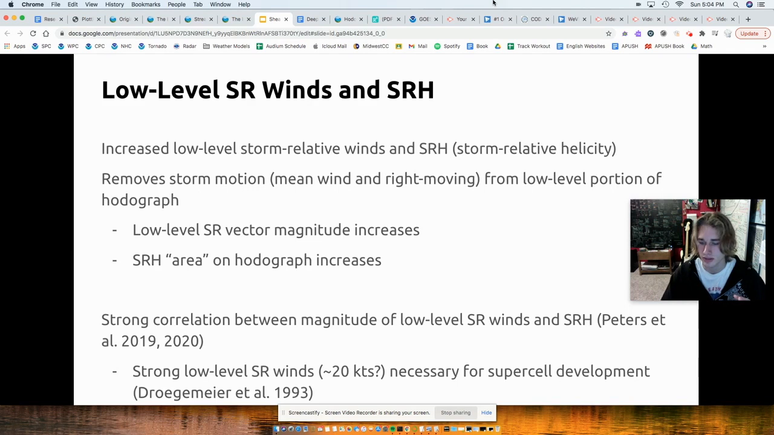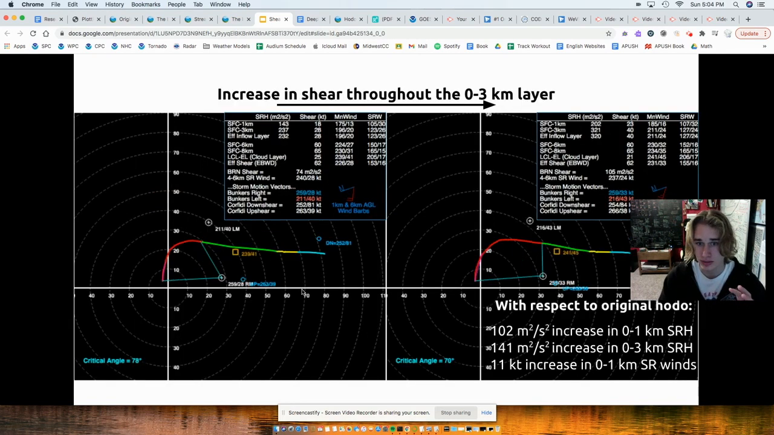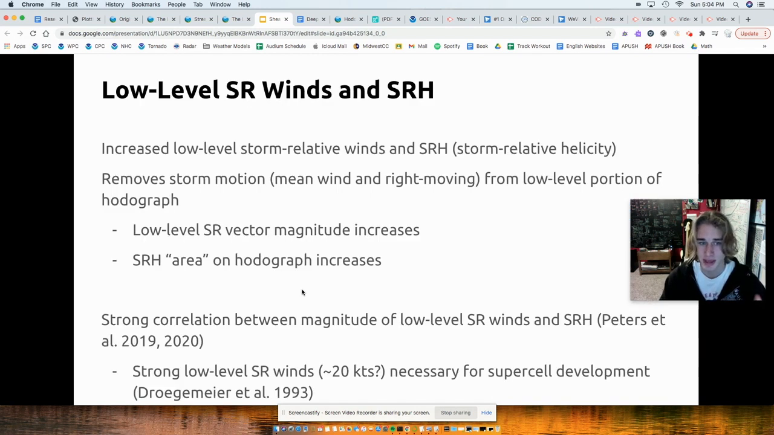Because as we saw in those hodographs, like the plot here, it's dragging that storm motion away from the low-level winds, and the area between the storm motion and the low-level winds is increasing. So therefore, SRH is increasing, as well as low-level storm relative vector magnitude. And I've mentioned this several times now: there's a strong correlation between the magnitude of low-level storm relative winds and SRH, because obviously we just saw that as low-level storm relative winds are increasing, SRH is as well, and vice versa. They're both increasing in tandem with one another.